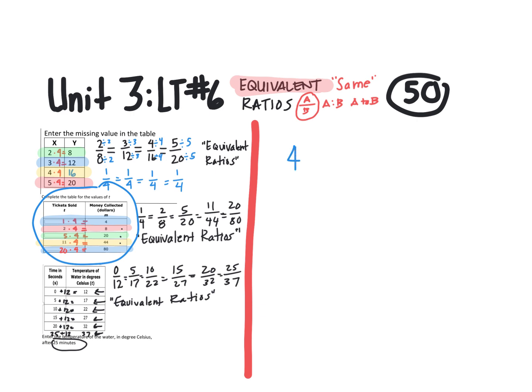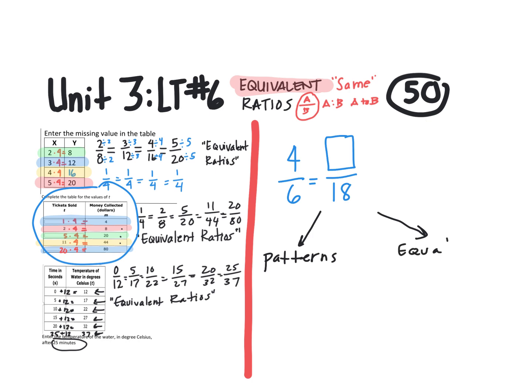For instance, pretend you have the ratio 4 over 6 equals something over 18 as the denominator, but I don't know the numerator, okay? You can do it one of two ways. You can do it with patterns or with an equation, okay? You're going to learn both ways and you're going to use both ways, so it really doesn't matter which way you would like to start using, but you're going to use patterns or equations, okay? So if one feels more comfortable, please go ahead and do it that way.